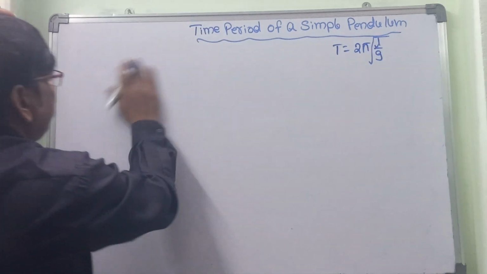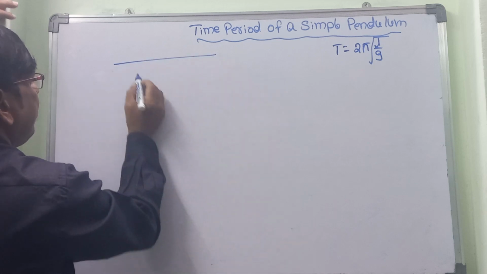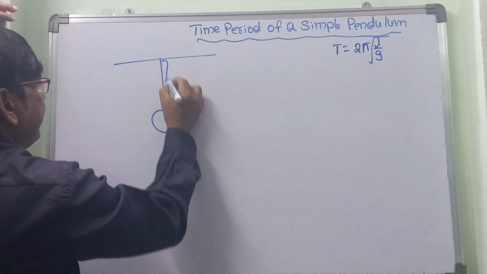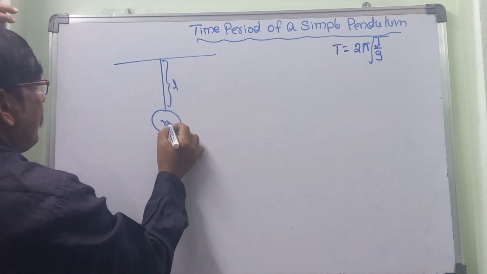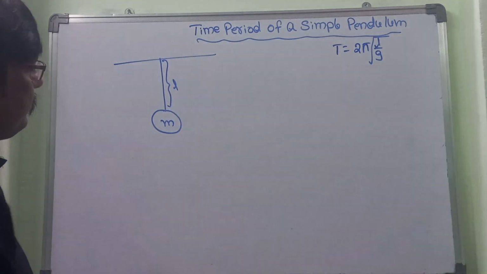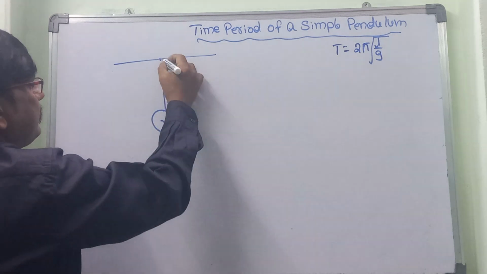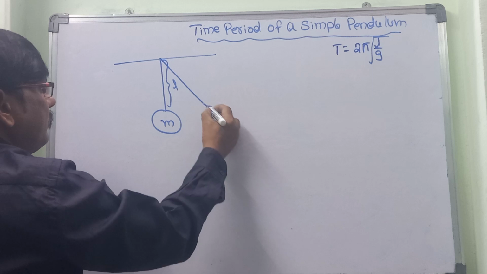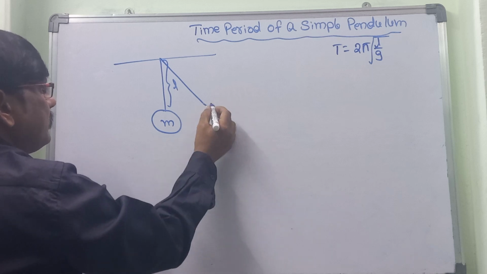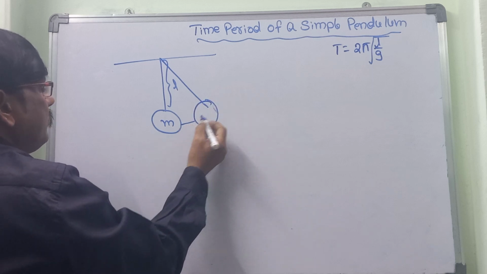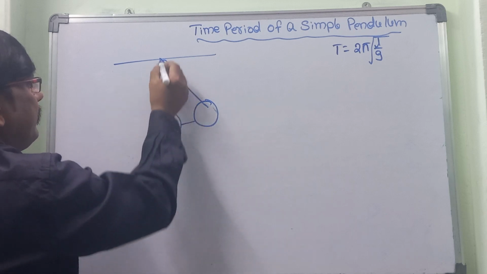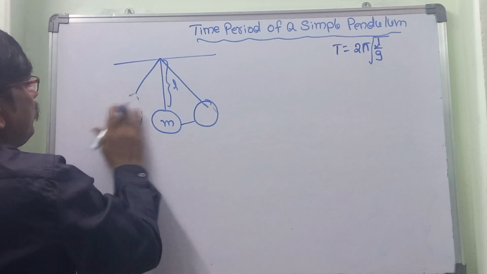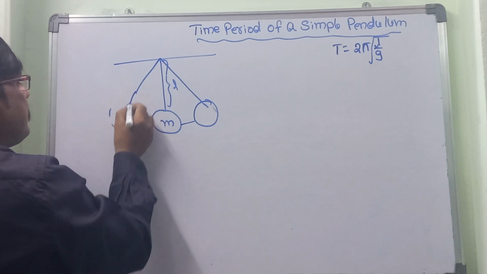Let us take one simple pendulum, whose length is L. The mass of this simple pendulum is M. Now let us apply some force on it. The simple pendulum will start oscillating towards this side, and it also travels to the other side. So on both sides the simple pendulum starts oscillating.